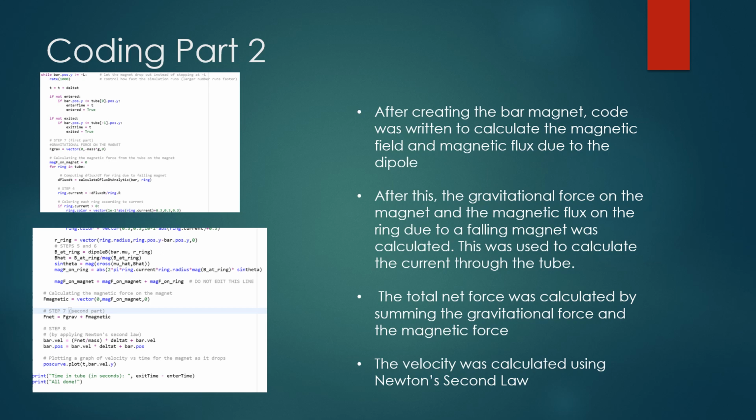I also want to point out that the force on the tube and the force on the falling magnet could be calculated using Newton's third law, using Newton's third law to find the force acting on the bar magnet as it's falling through the tube.